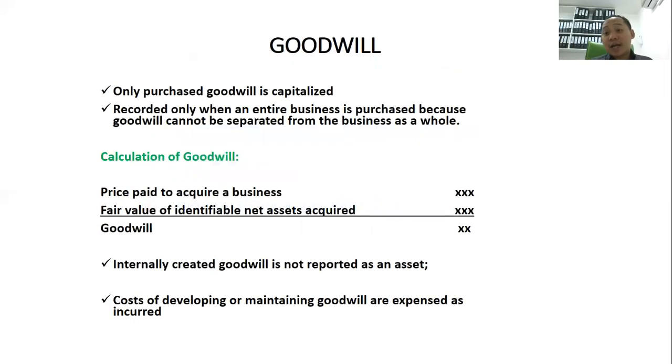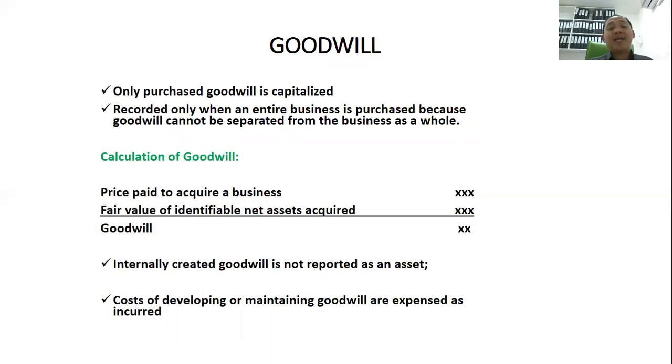Okay, so how to calculate goodwill? Ang goodwill ngayon, only purchased goodwill is capitalized. Again, only purchased goodwill is capitalized. This is recorded only when an entire business is purchased. Why? Because goodwill cannot be separated from the business as a whole. Okay? So how to calculate goodwill? The price paid to acquire a business less the fair value of the identifiable net assets acquired. The difference will be the goodwill.